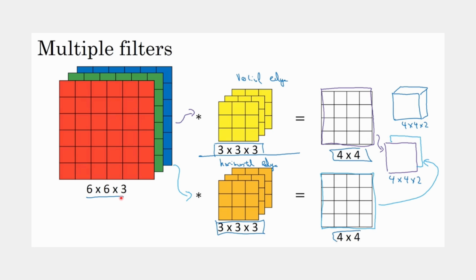The channel number in the filter and in the input image should be the same. That will make one feature map, and then combining both of these feature maps will give us our final image that detects both the vertical edges and the horizontal edges of the image. So this is one more thing.